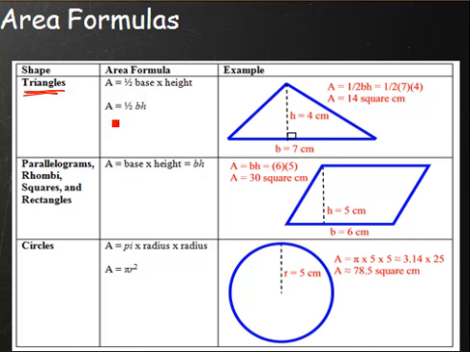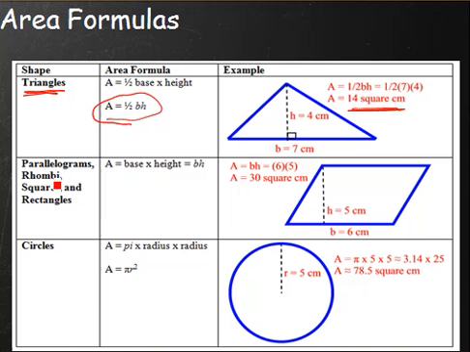Other area formulas that we should be familiar with are the area of triangles. The area of a triangle is given by 1/2 base times the height. If we were given a triangle, our height goes from one vertex and drops perpendicular to the base. Therefore, with a base of 7 and a height of 4, our area is given by 1/2 times 7 times 4. Half of 4 is 2, and 2 times 7 is 14. So I'd have 14 square centimeters.